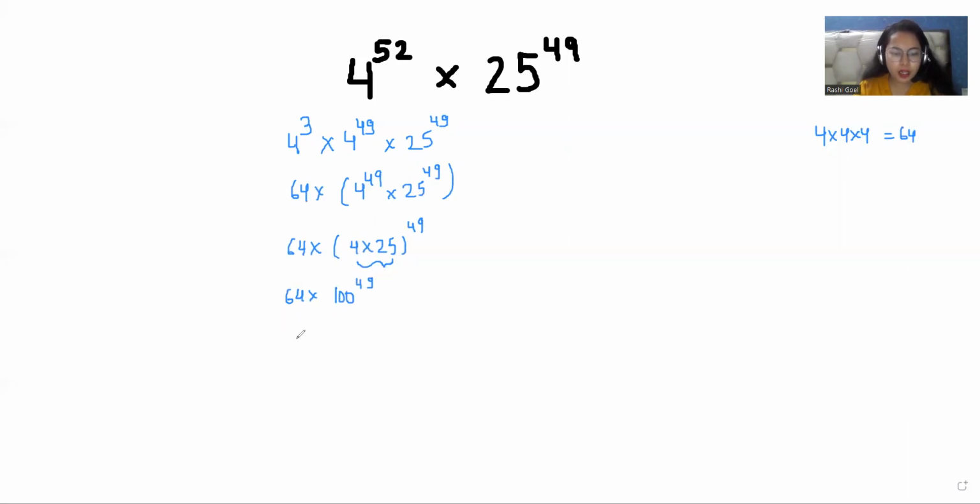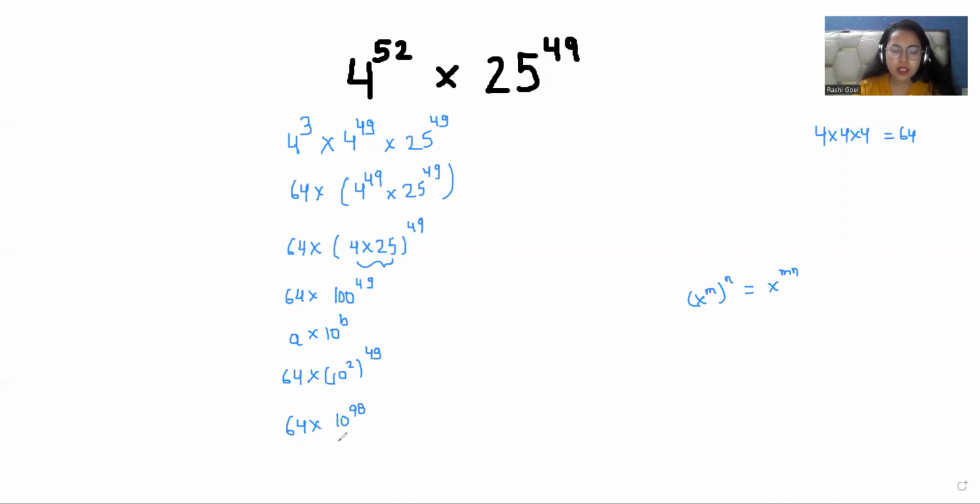Now we have the property that A times 10 power B, so we can express this in terms of this property. 64 times 10 power... so 100 is 10 power 2, and its power is again 49. We know the rule that x power m power n is equal to x power mn. So I can write it as 10 power 2 times 49, which is 98.